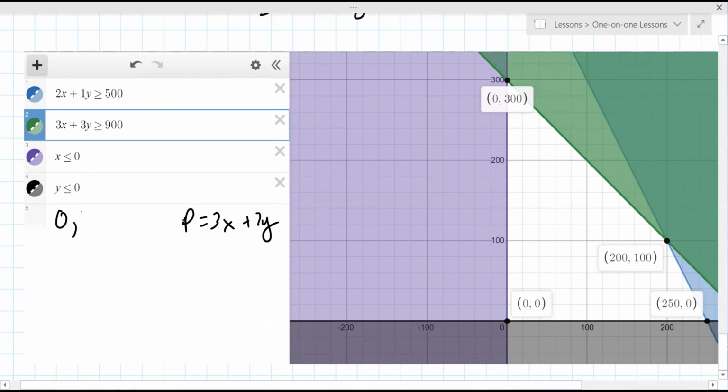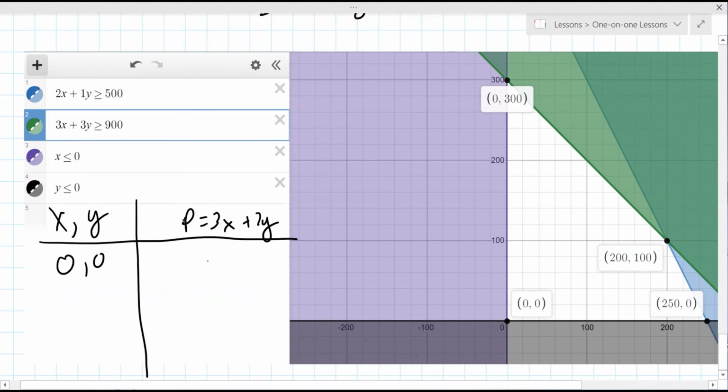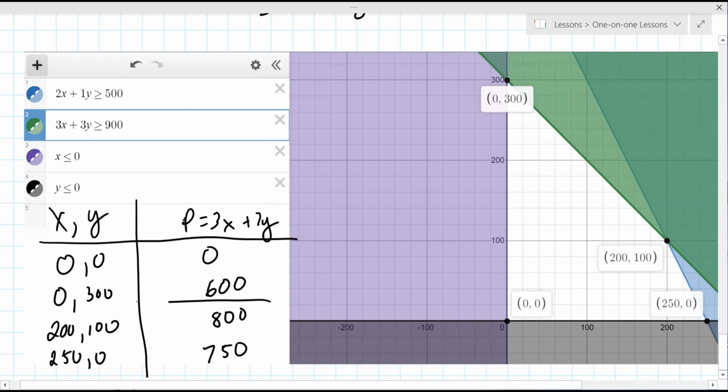So we're going to start with 0, 0. We know that first point doesn't do anything for us. 0, 0 gives you 0. Now we're going to try 0, 300. So your profit is 2 times that, that's 600. Then you've got 200, comma 100. So that's 600 plus 200, that's 800. Looking good. And then we've got 250, comma 0. That is 750. So it looks like your winner here is 200, comma 100.